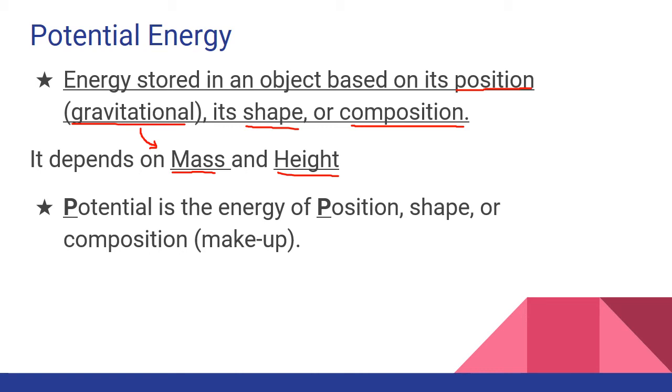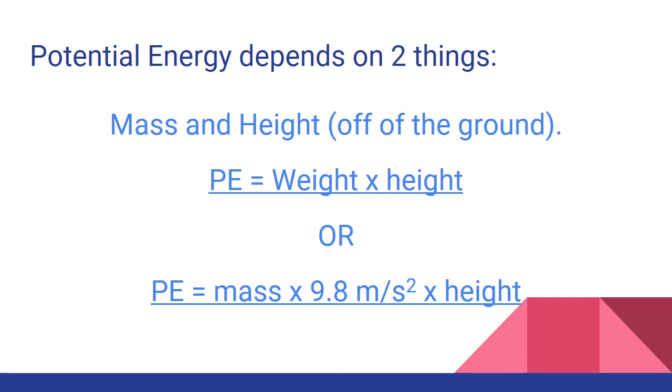When thinking of potential energy, remember this. Potential energy is the energy of position. So just remember those two P's. We're looking at where an object is, and that's going to tell us something about its potential energy. So like I said, potential energy is going to depend on the mass and height of an object. And we're not talking about height of the object itself here, we're talking about height off of the ground. So how high up off the ground is that object?